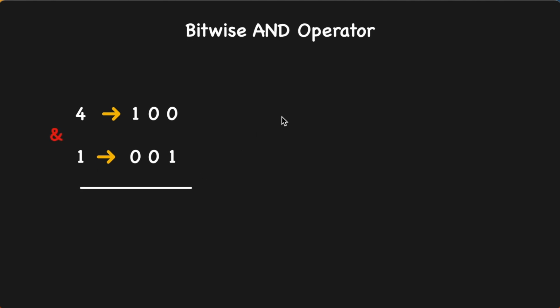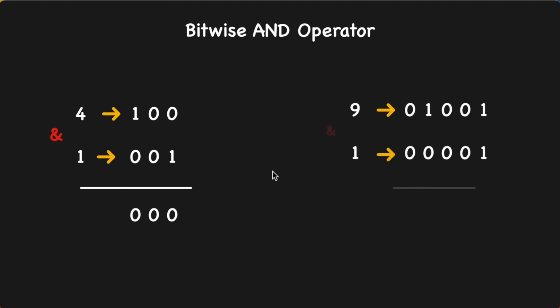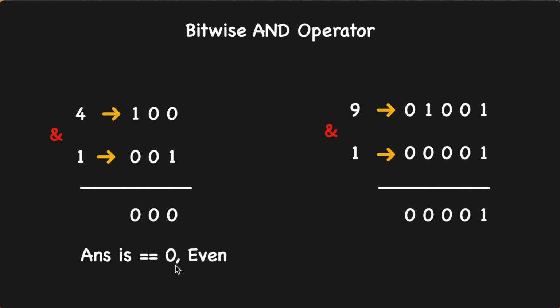Now when we perform an AND operation on it, we will get 0 0 0, because we will only put 1 if both the bits are 1. Now let's take another number, 9, and perform an AND operation on it. We will get 0 0 0 0 1, because the last bits are 1 and 1, therefore we write 1. Now if the answer is equal to 0, then we will call that number even, and if the answer is not equal to 0, then we will call it odd.